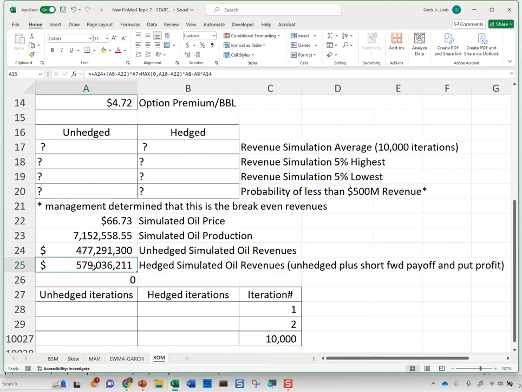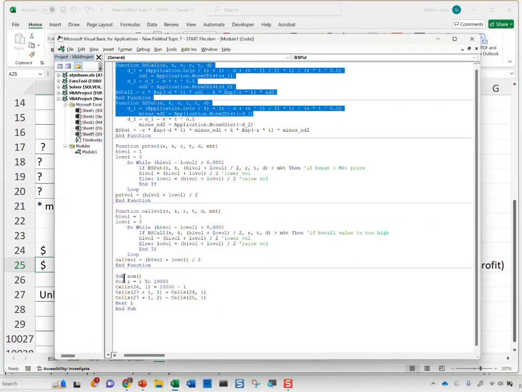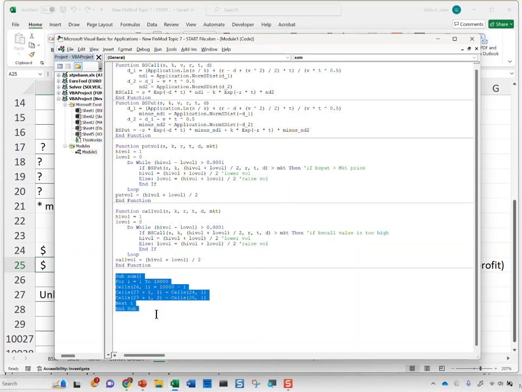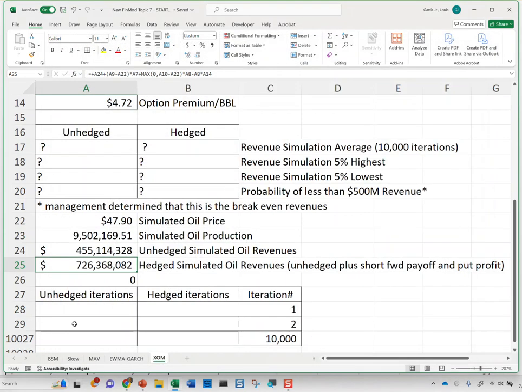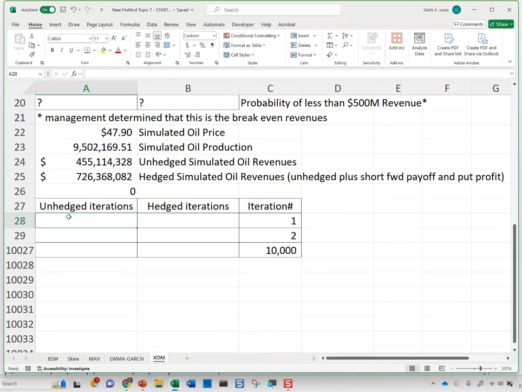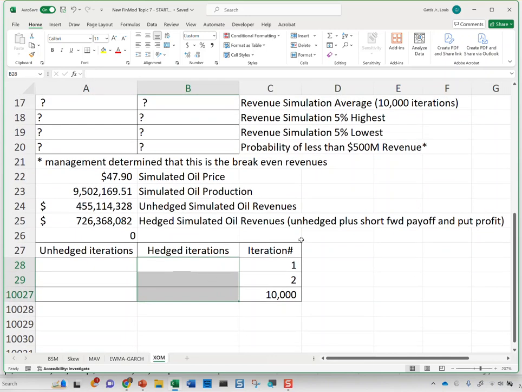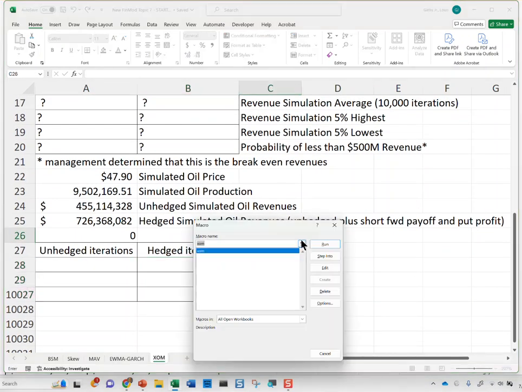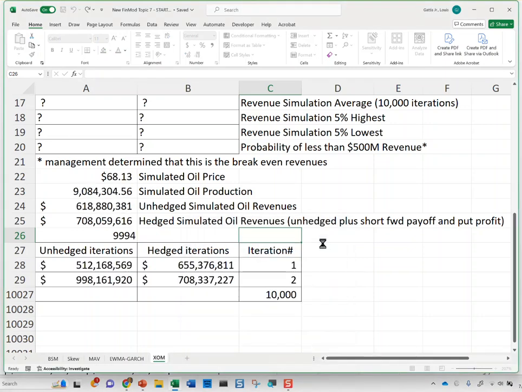Now every time I hit F9, I get a random unhedged and a random hedged revenue for ExxonMobil. I do have a sub here, a macro, that collects the unhedged and hedged and puts it in these cells here. I've hidden a few rows, so the unhedged are going to wind up here, the hedged here. So let's go run that. Alt F8, ExxonMobil, run, and this is going to take a while.